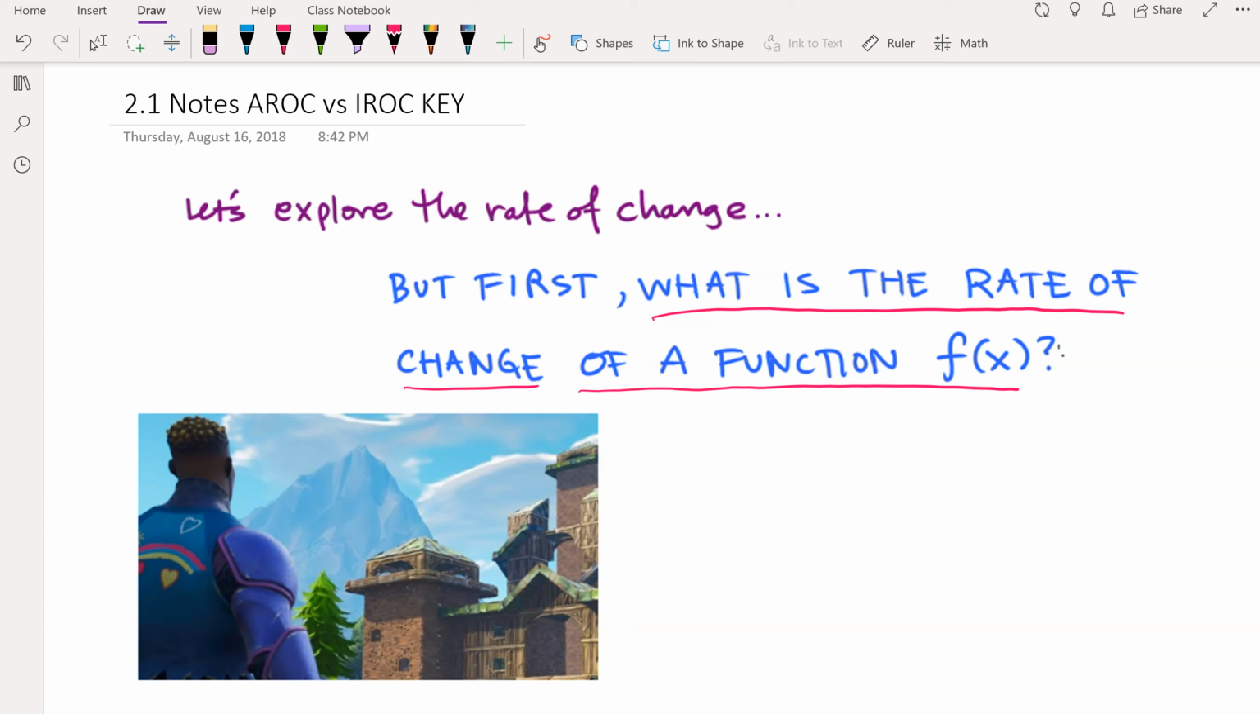So why do I have this picture of Fortnite, which, by the way, y'all, I am horrible at Fortnite because I cannot build to save my life. You have to build so fast in that game, and it's like impossible for me. I'm way too slow, so I just stick to Call of Duty.